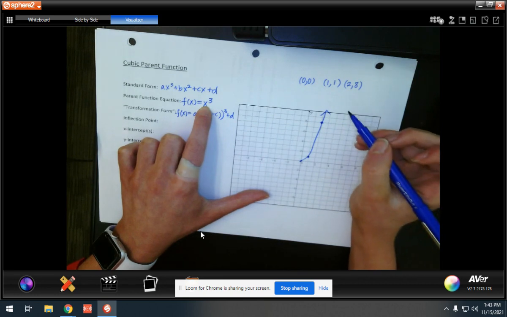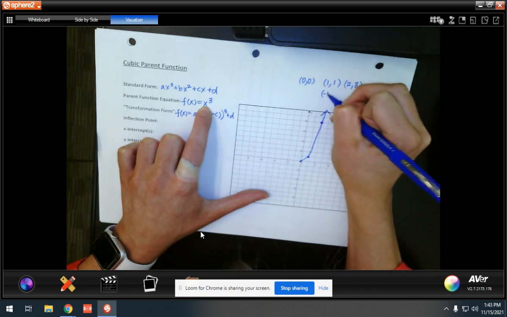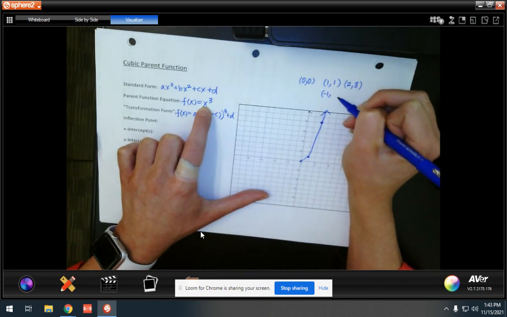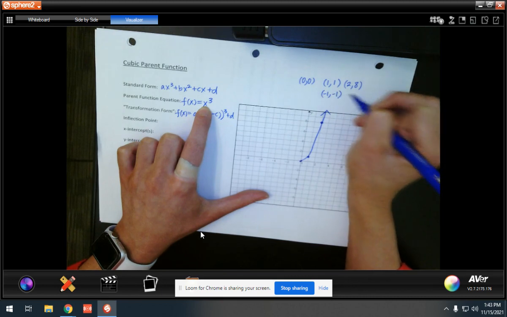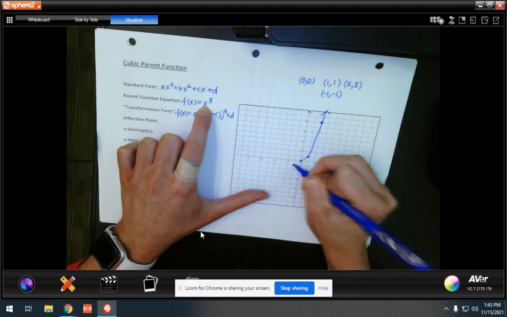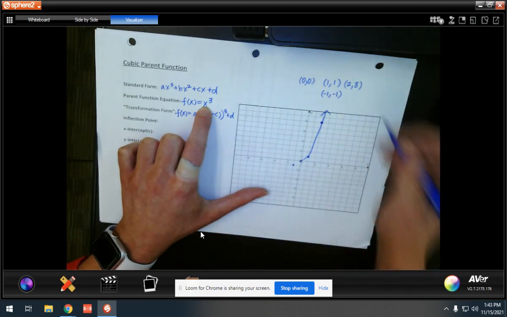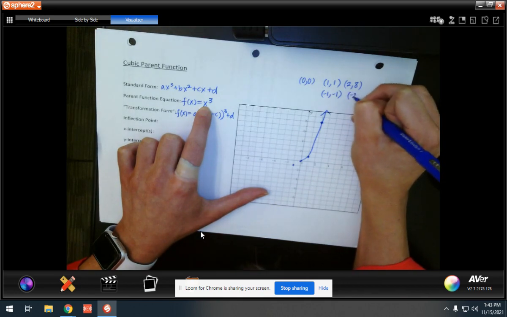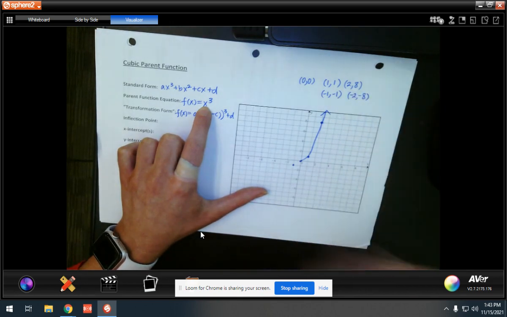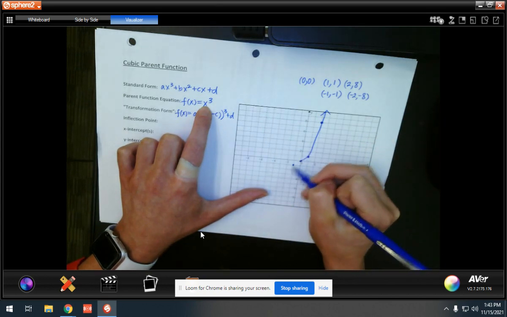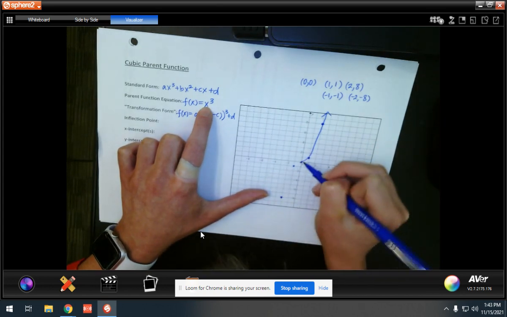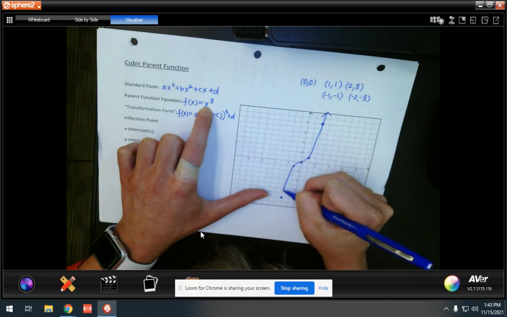The other difference is if I plug in -1, -1 cubed is still negative. -1 times -1 is +1 times another -1 would get you right back to -1. And so we have the point -1, -1, and we have the point -2, -8 for the same reason. Now we don't have all positives, we have the negative outputs again. And so it ends up making this S shape.